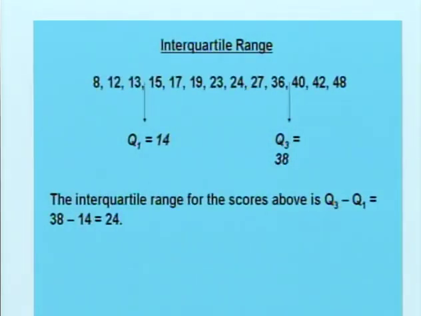The interquartile range. We found that the first quartile is 14 and the third quartile is 38. The interquartile range for the scores is calculated as Q3 minus Q1, which is equal to 38 minus 14, which will give us 24. So the interquartile range for the scores above is 24.